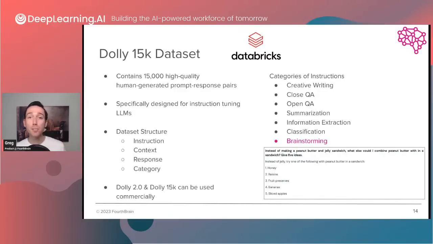We see a quick brainstorming example of what to put in our PB&J if we don't have any J. And these can also be used commercially. We can leverage Dolly 15K, we can leverage Dolly 2.0 for commercial purposes.